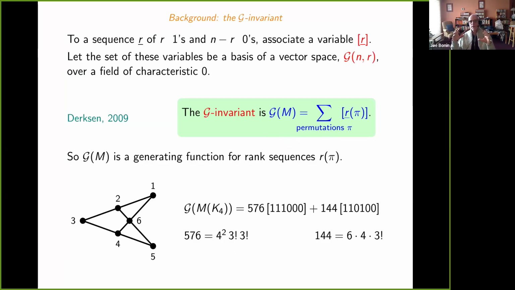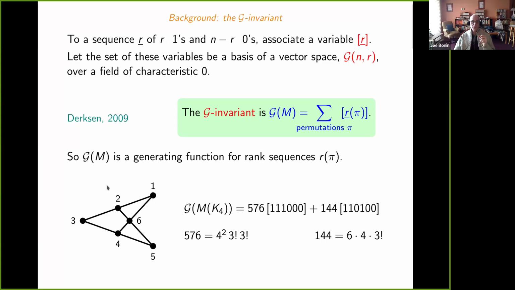What you can then do is basically take a generating function for all these rank sequences. So formally, with each possible rank sequence, each of these 0, 1 sequences, we could consider a variable. And then we can consider the vector space where those variables give you a basis. And the G invariant is just the sum over all permutations of the rank sequence variable.